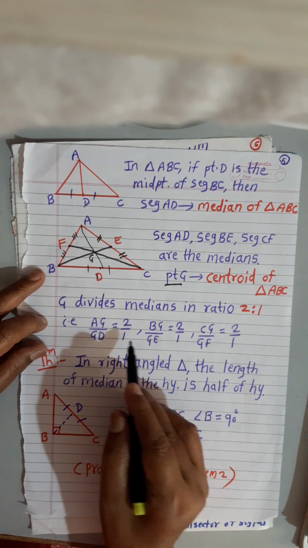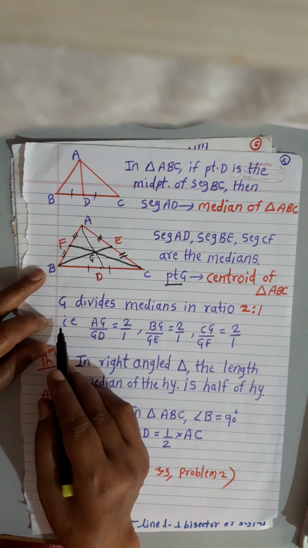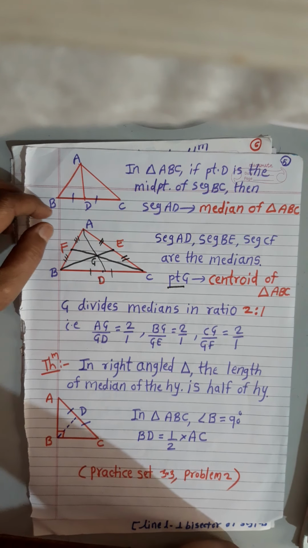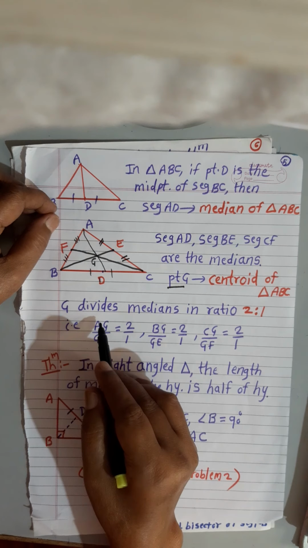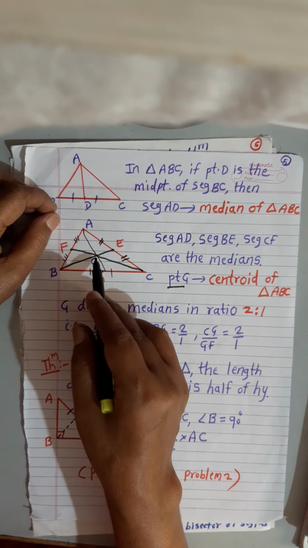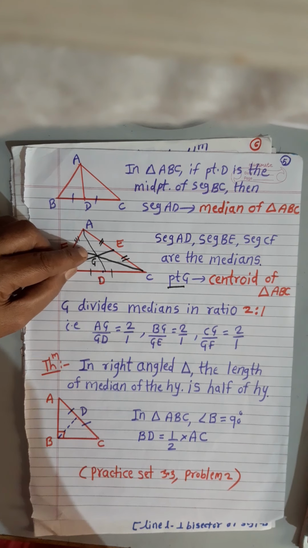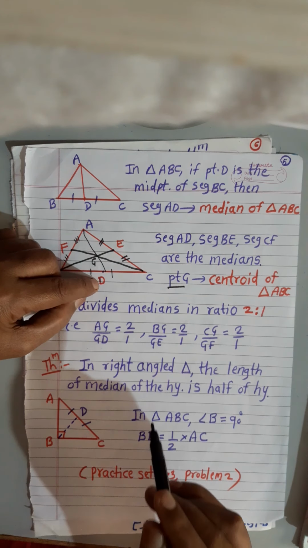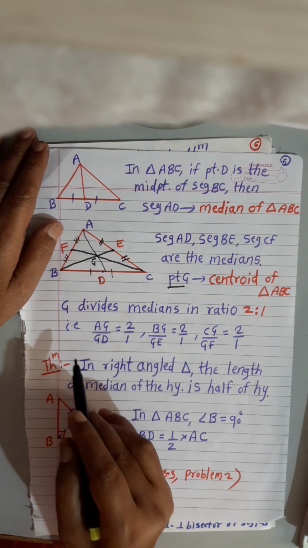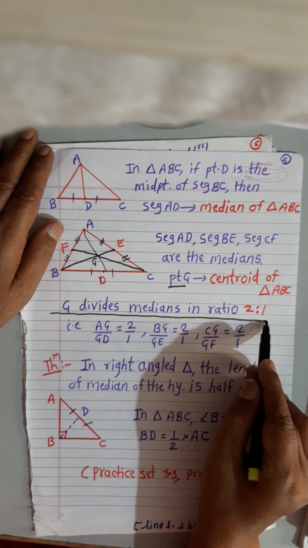If three medians meet each other at point G, then that point G is called the centroid of triangle ABC. Now, if we draw these medians and measure the lengths of AG and GD, then G divides the median in the ratio 2:1. That means if AG is 4 centimeter, GD must be 2 centimeter. If AG is 10 centimeter, GD must be 5 centimeter. You draw a triangle and also the medians and check this statement.